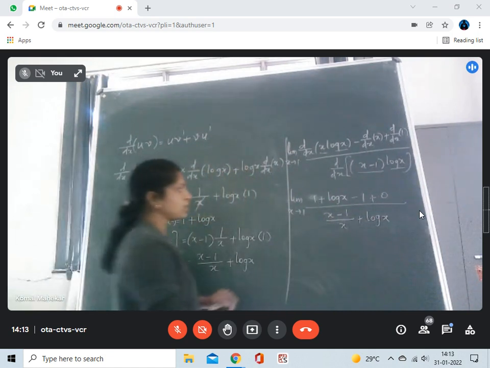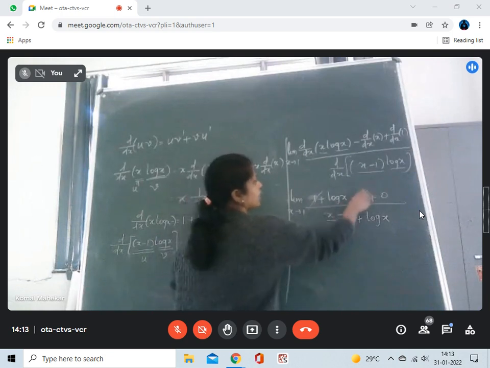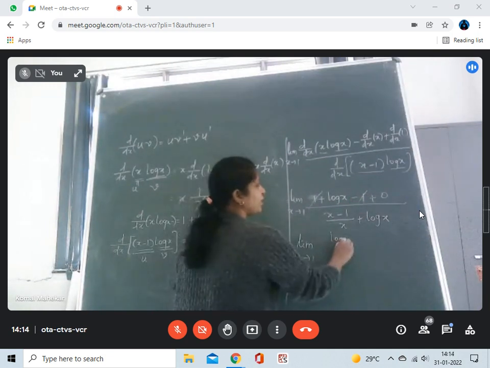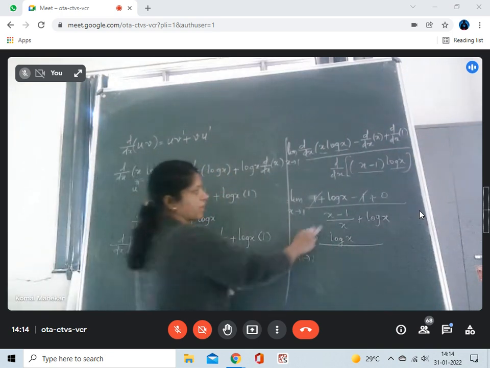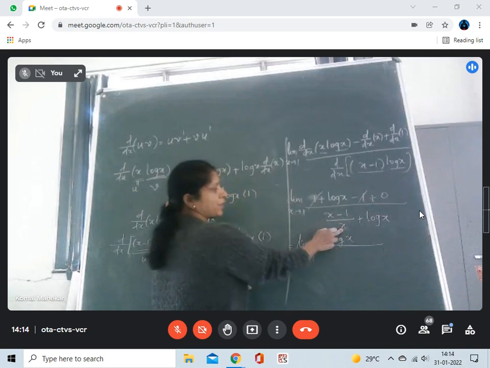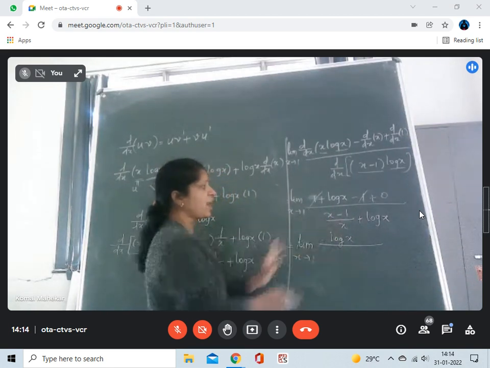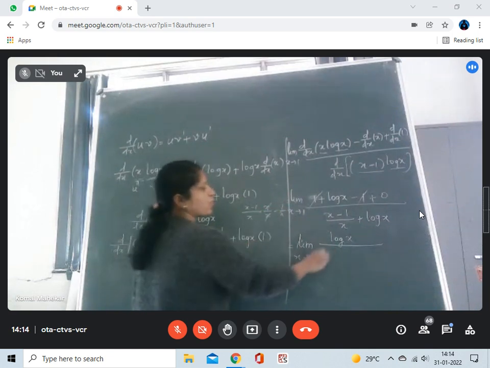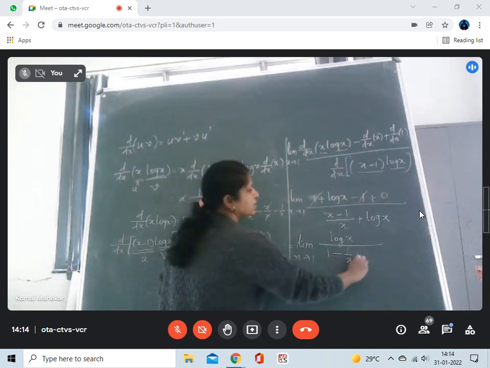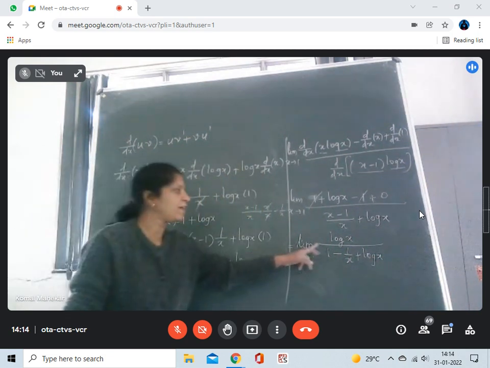So we write this as x minus 1 upon x plus log of x. Now see here which terms get cancelled. So this is limit x tends to 1 of, 1 with minus 1 get cancelled. So in the numerator we get log of x, divided by, in the denominator, we can divide the numerator separately by the denominator x. So x minus 1 by x is nothing but x upon x minus 1 by x. So x upon x is 1, minus 1 by x, plus log of x. Okay, so we get this simplified form.